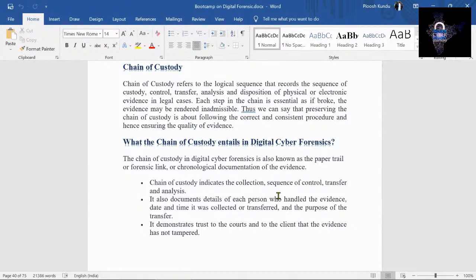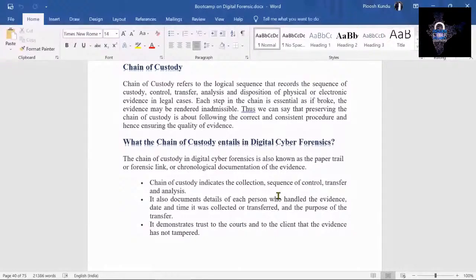Each step in the chain is essential, because if the chain is broken, the evidence may be rendered inadmissible in court. Thus, we can say that preserving the chain of custody is about following the correct and consistent procedure, and hence ensuring the quality of the evidence.